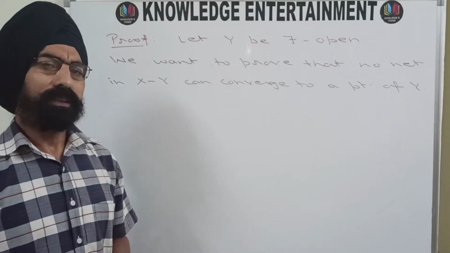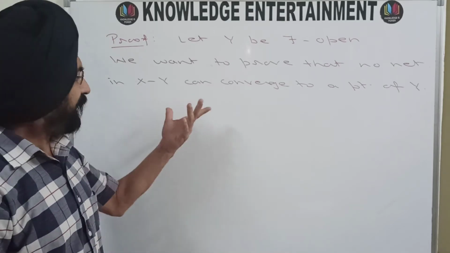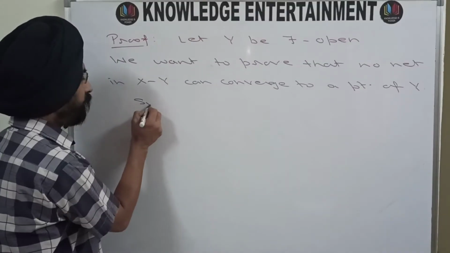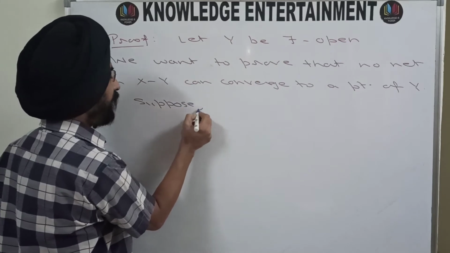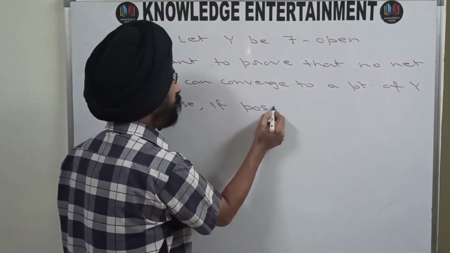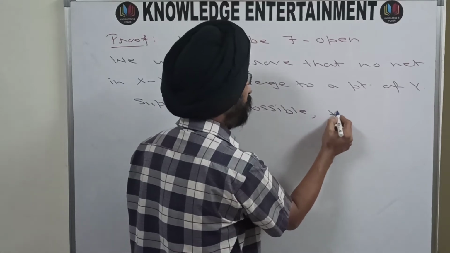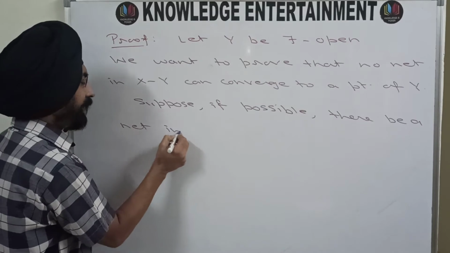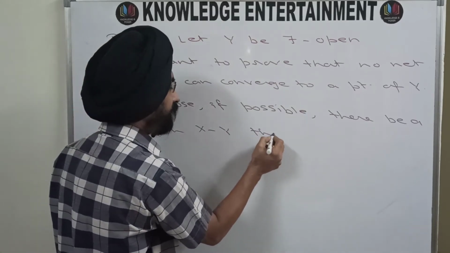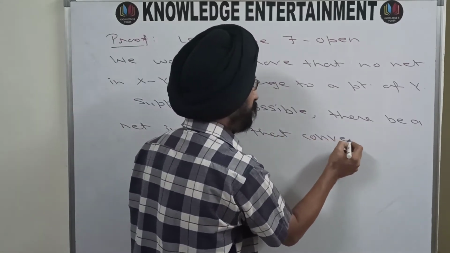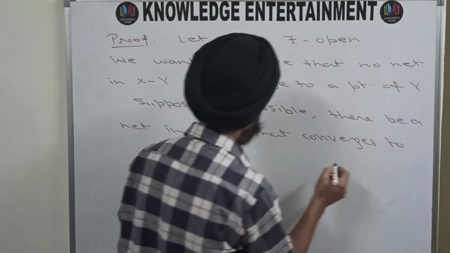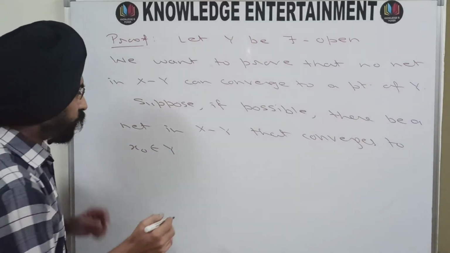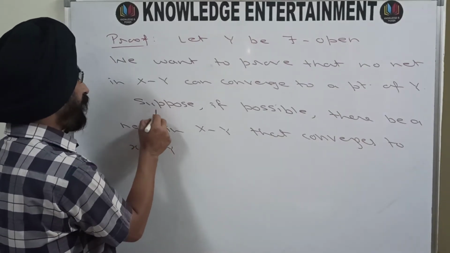So suppose, if possible, there is a net in X minus Y that converges to a point of Y. Suppose, if possible, there be a net in X minus Y that converges to x naught belonging to Y. So let this net be f.